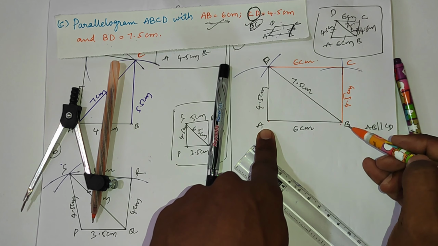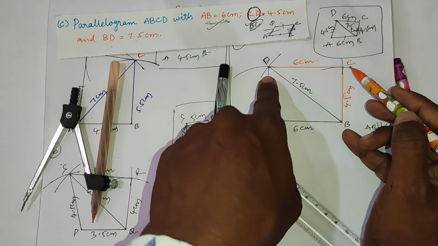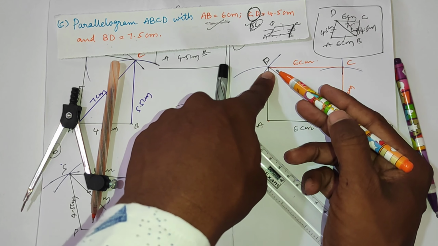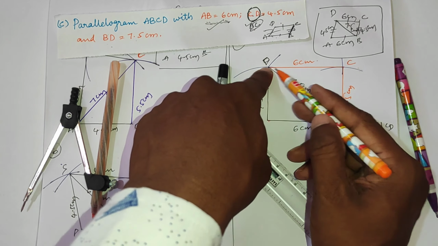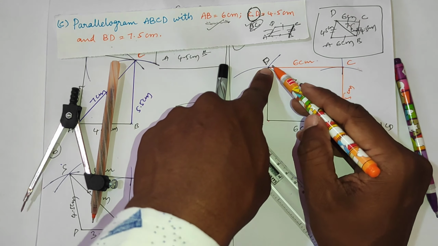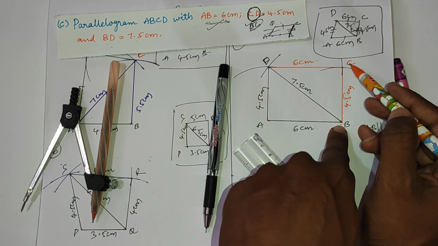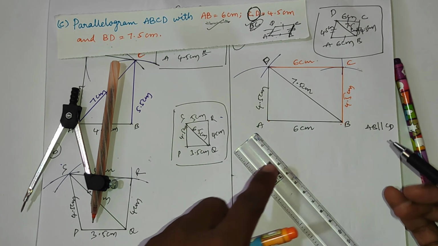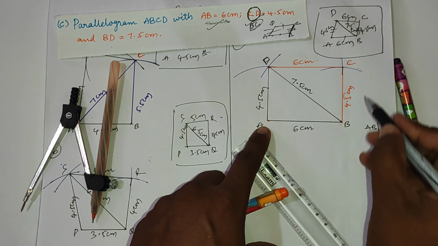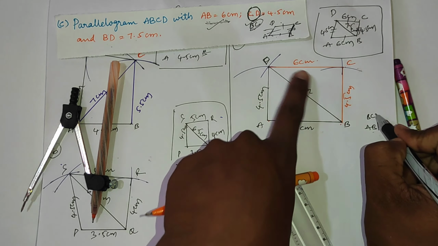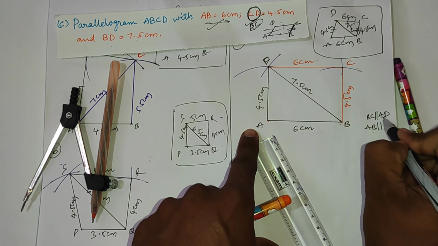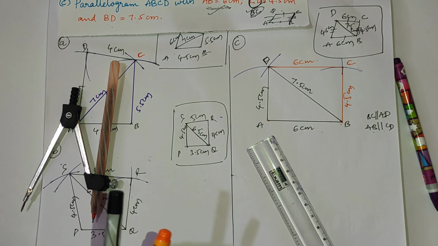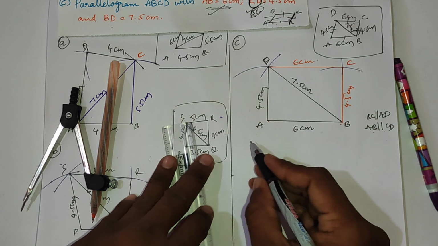So this is 4.5 centimeters and the diagonal is 7.5 centimeters. And we need to cut the arc C. So we know opposite sides are parallel. Taking D as center with a 6 centimeter radius, cutting this arc, and we are naming it C. Joining D to C and B to C, we got the required parallelogram. Okay, so clearly AB is parallel to CD and BC is parallel to AD and equal in length. Okay, this is about the C question.